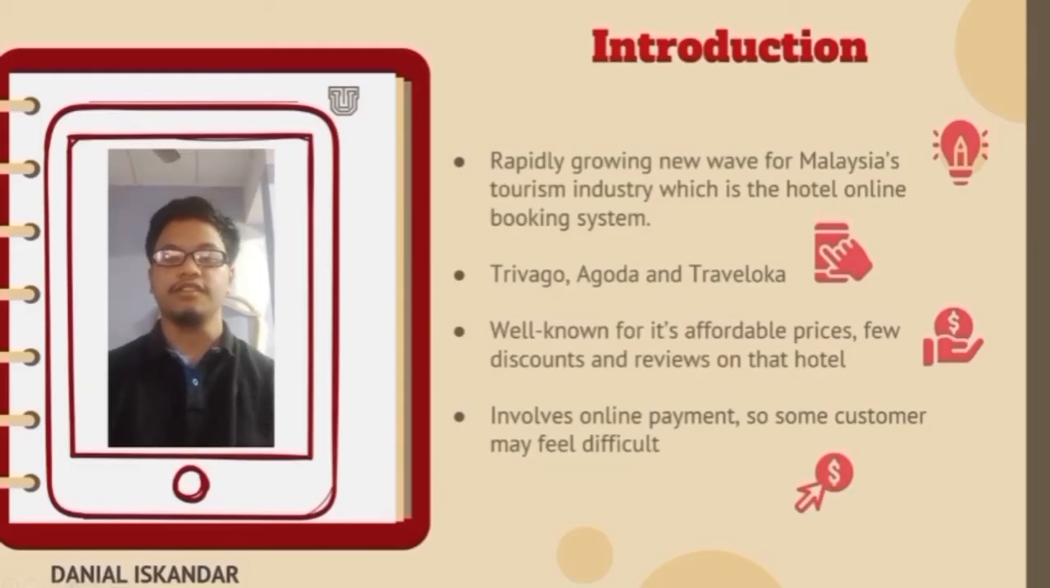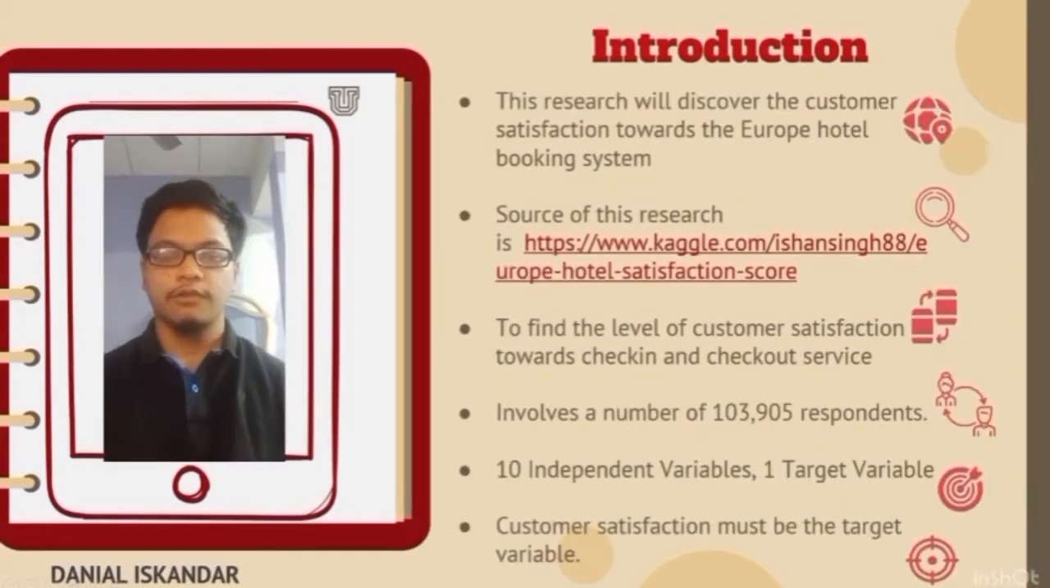So for the first one is introduction. There is a rapidly growing new wave for Malaysia's tourism industry, which is the hotel online booking system. For example, three hotel booking systems are Trivago, Agoda, and Traveloka. These three are well known for their affordable price, discounts, and reviews for their hotels. But this hotel online booking system involves online payment, so some customers may find it difficult. So this research will discover the customer satisfaction toward the Europe hotel booking system.